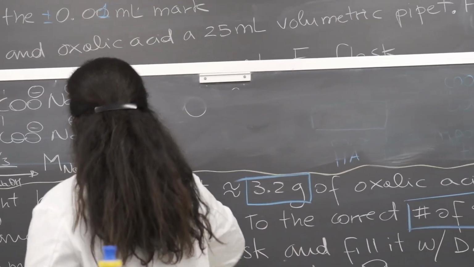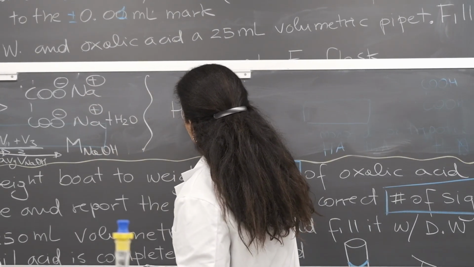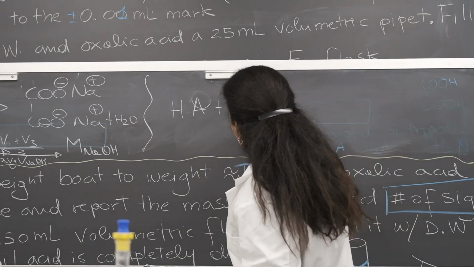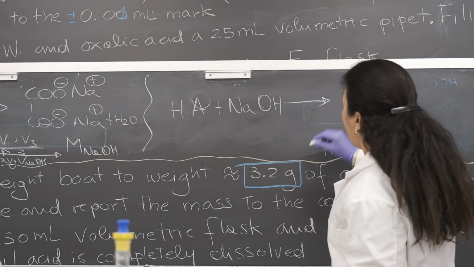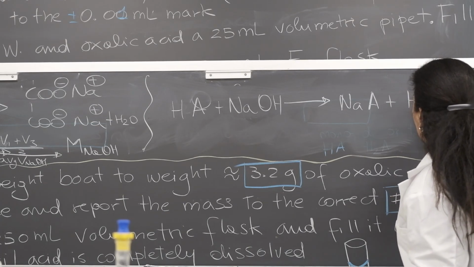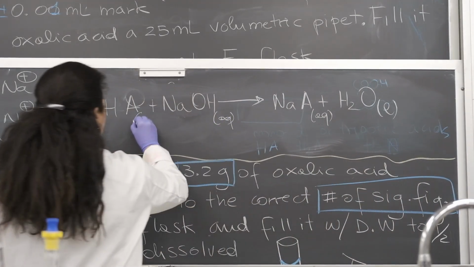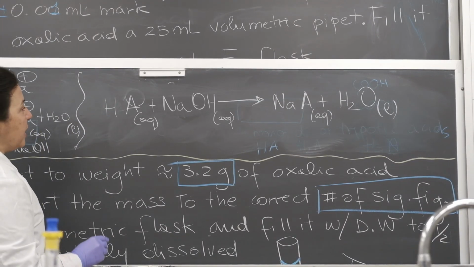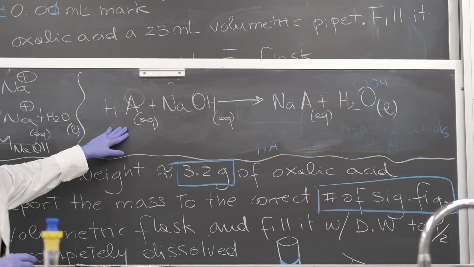In the second part, we have an acid that is unknown. Let's say it's a monoprotic acid. And we are going to use the same sodium hydroxide to titrate the acid, to obtain the salt, NaA, plus water. So this is liquid, this is aqueous, and we dissolve this in water, so it's aqueous, right? What is happening here is we want to determine the molar mass of this acid.